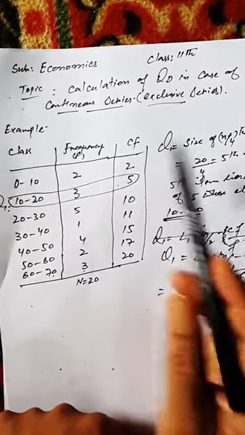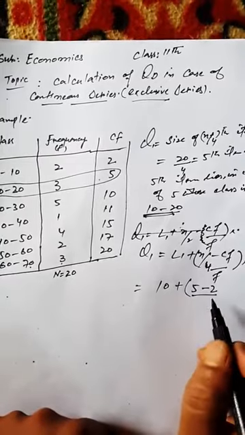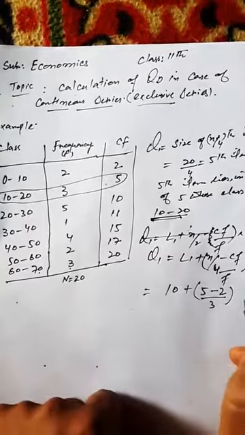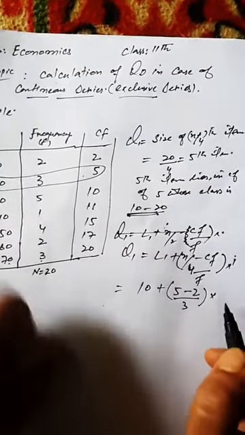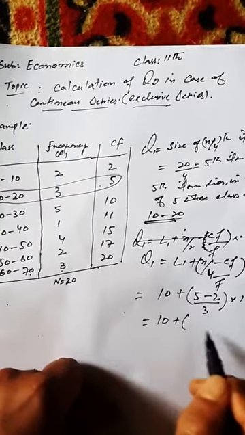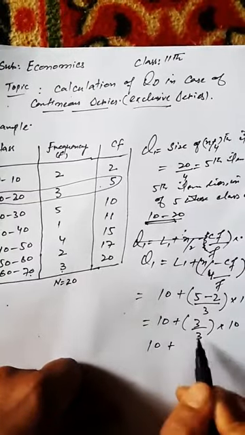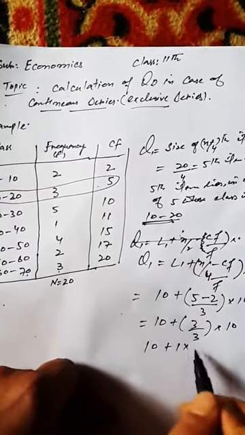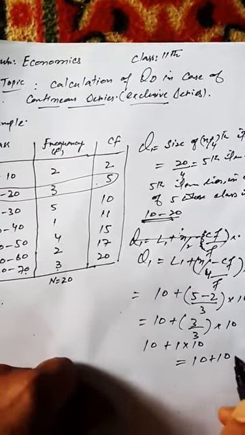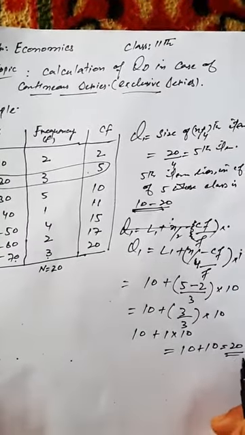Its cumulative frequency is 2. So we will write here 2 divided by F. F is the frequency of this Q1 class, that is 3. I is the interval, here the interval is 10. So we will write here 10 plus 5 minus 2, which is 3, divided by 3 into 10. So 10 plus 3 by 3 is equal to 1, into 10 is equal to 10, plus 10 is equal to 20. So our first quartile, that is Q1, is 20.